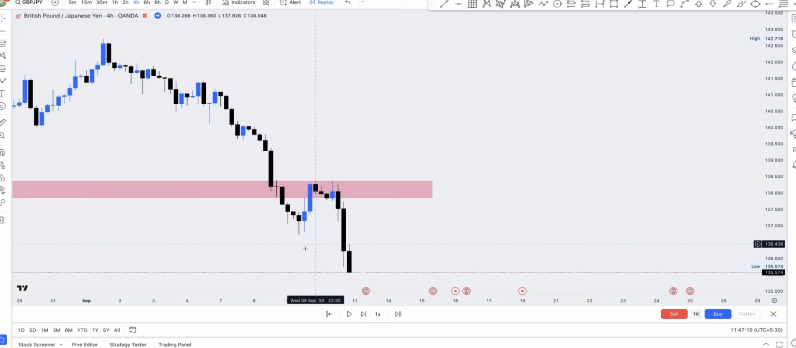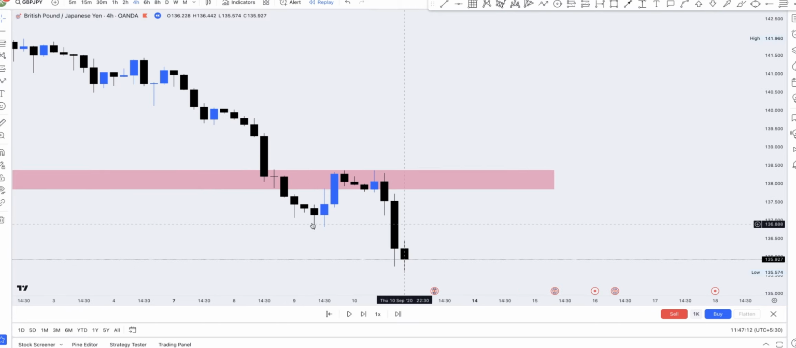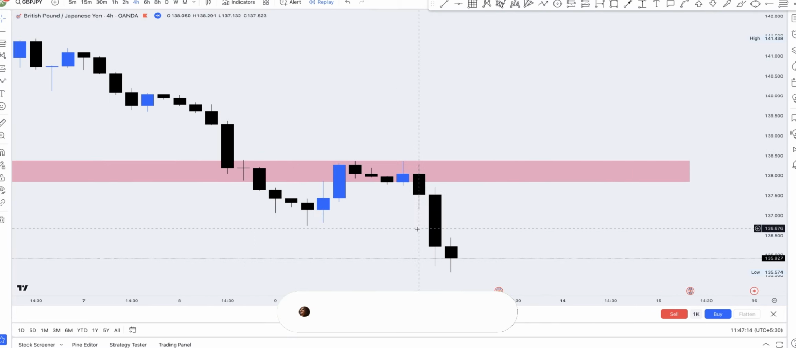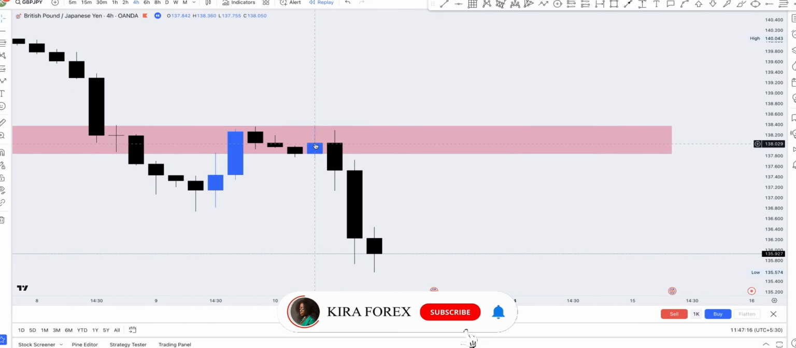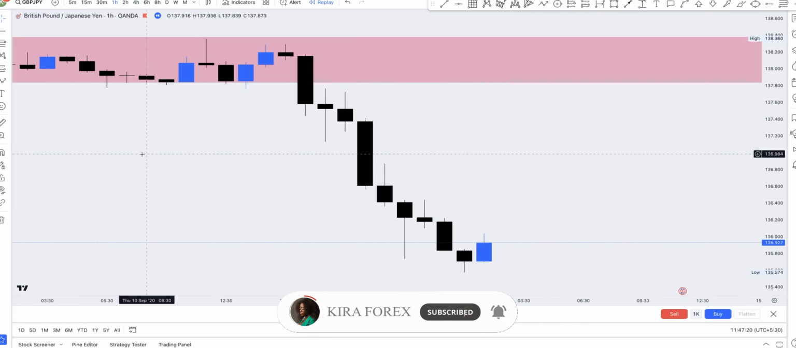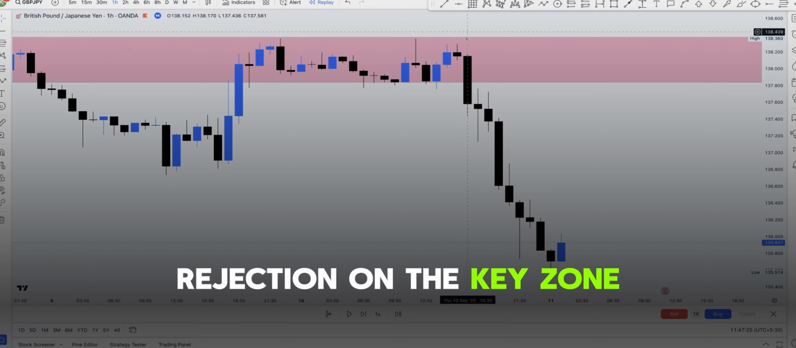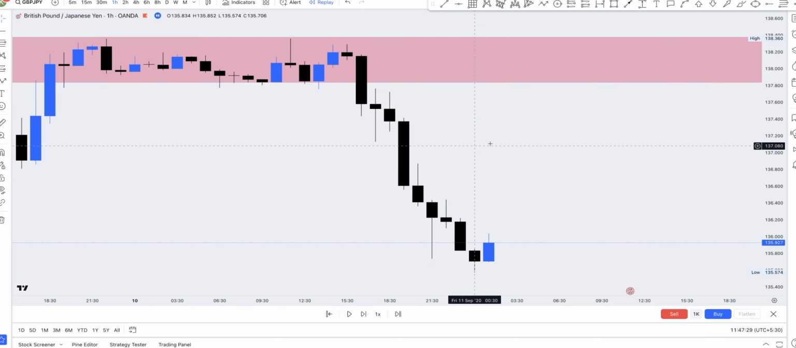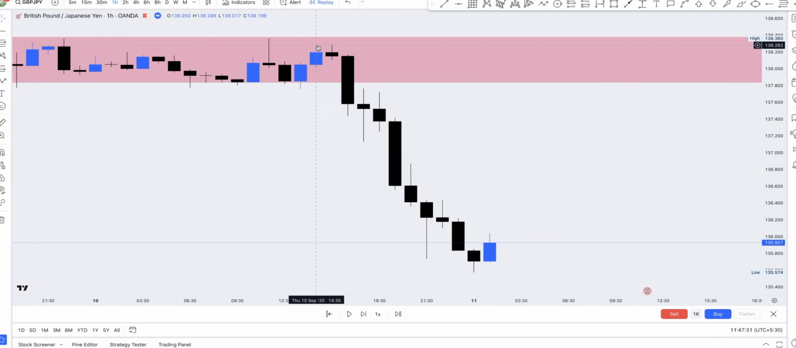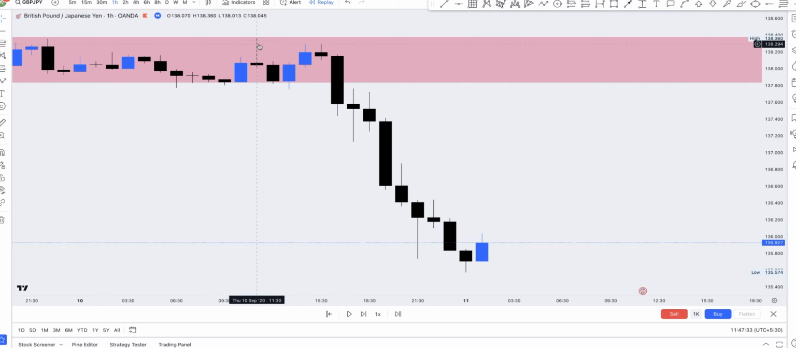Now look at what just happened here. Now this is where price has started rejecting. You can see this rejection, now let's move to the 1 hour and see it clearly. This is the 1 hour, and you can see that we've started having a form of rejection on the key zone. So this is what is going to trigger my entry. This candlestick is what is going to trigger my entry.